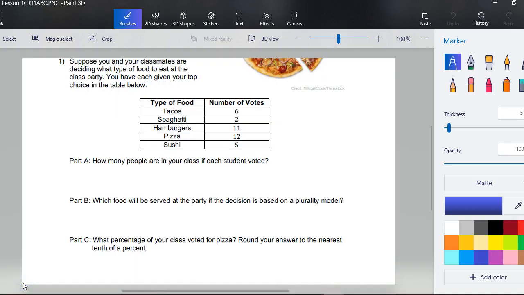This is the time to hit pause. You do question 1 by yourself, all parts of it, and then come back and watch the video.